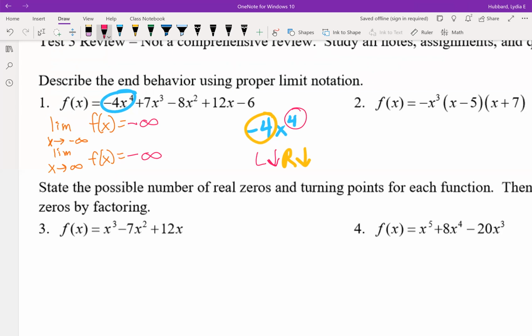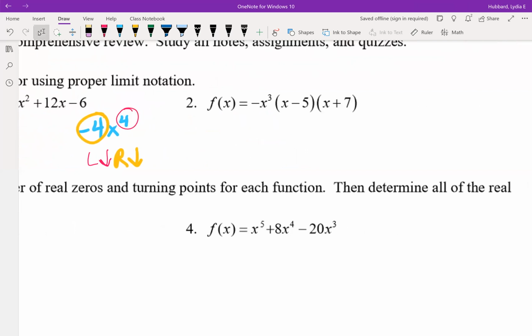Moving on to the second one. Again, we're going to write this in limit notation: the limit as x approaches negative infinity, f of x equals, and the limit as x approaches positive infinity, f of x equals. Again, this represents the left side of our graph and the right side of our graph, and those will never change. That should always be written. From there, we need to determine what our end behavior is going to be, so we need to determine our leading term.